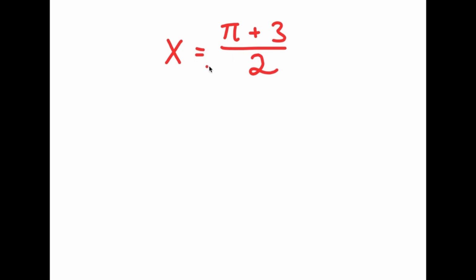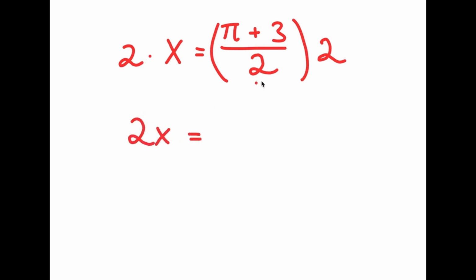So now what I'm going to do is multiply both sides by 2. So I get 2 times x is equal to (pi plus 3) over 2 times 2. Now, 2 times x is equal to 2x. So I get 2x is equal to, these two 2's cancel out, pi plus 3. So I get 2x is equal to pi plus 3.